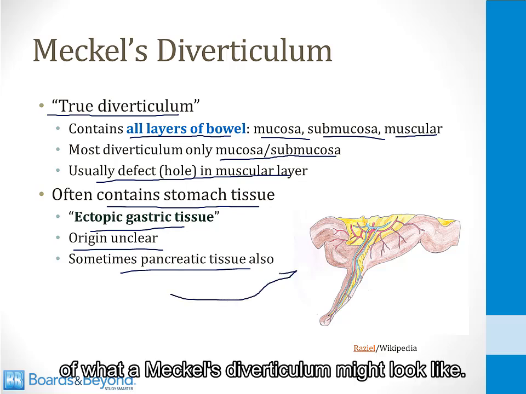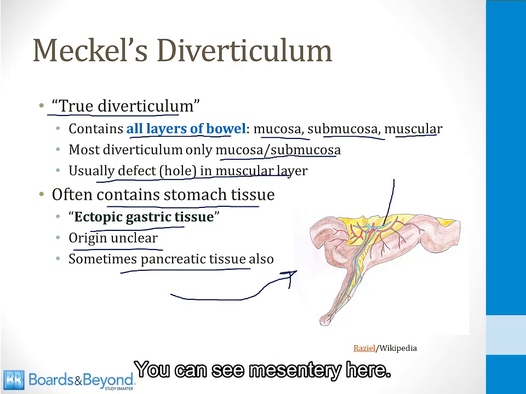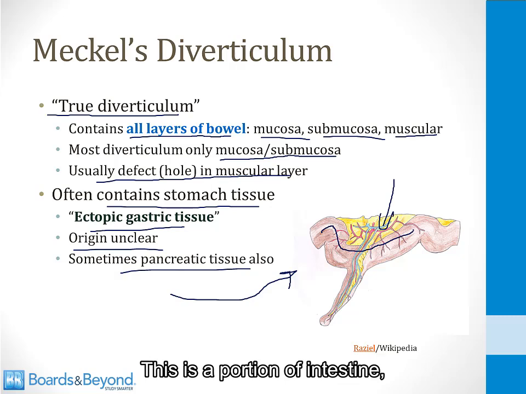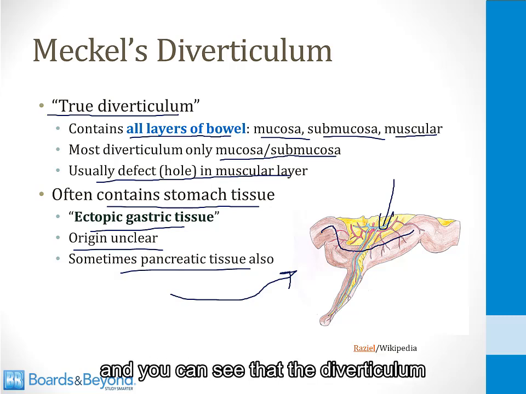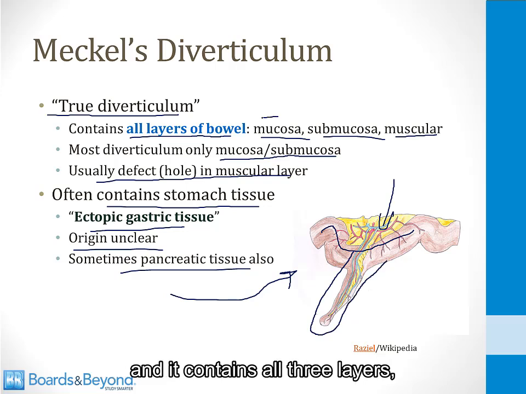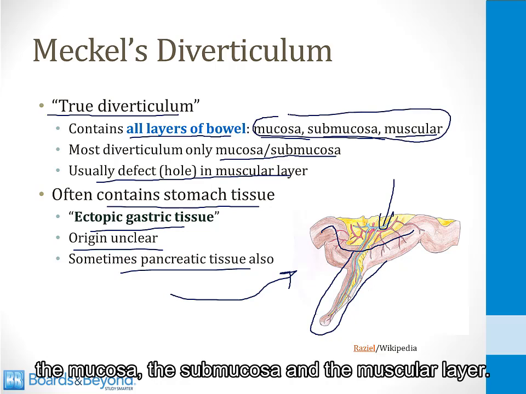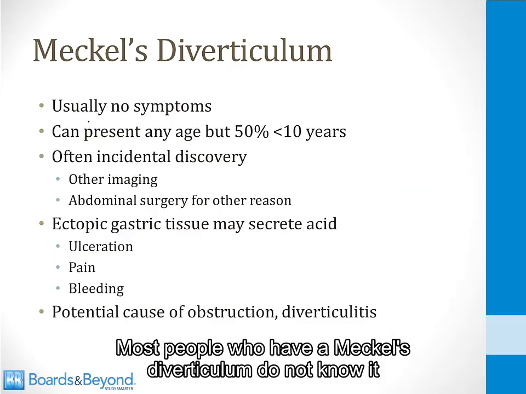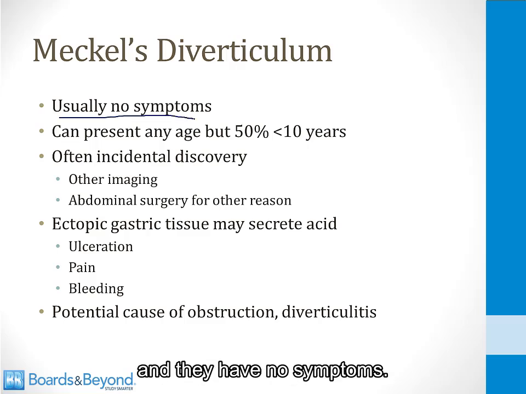And this is a picture of what a Meckel's diverticulum might look like. You can see mesentery here. This is a portion of intestine, and you can see that the diverticulum is protruding out from the intestinal wall, and it contains all three layers, the mucosa, the submucosa, and the muscular layer. Most people who have a Meckel's diverticulum do not know it, and they have no symptoms.